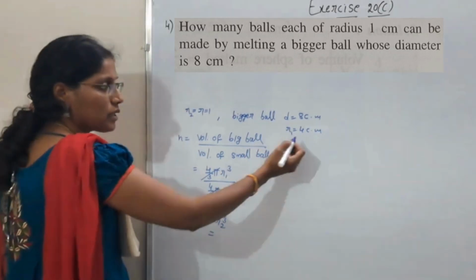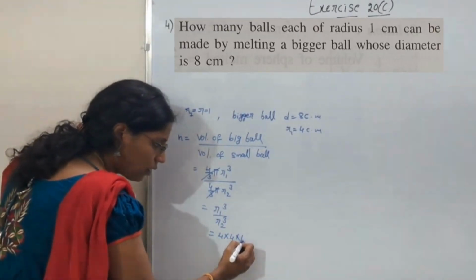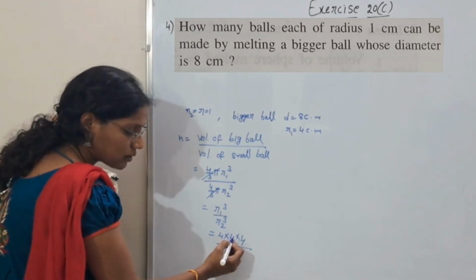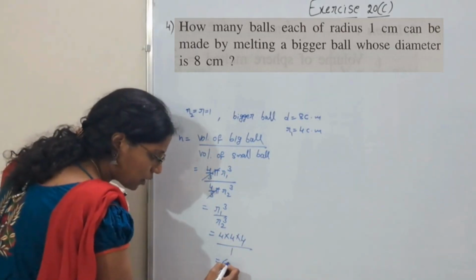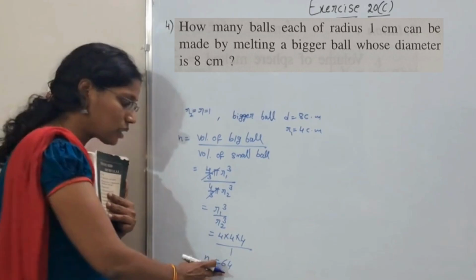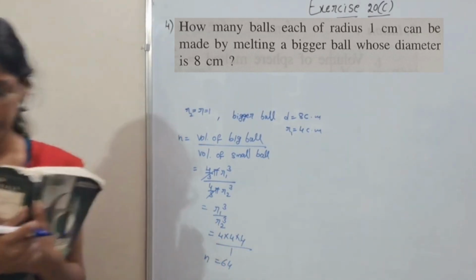Here r1 value is 4, so 4 into 4 into 4. Denominator r2 value is 1. 4 4s are 16, 16 4s are 64. So total number of balls is 64. These 64 balls we have to melt and make one big ball.